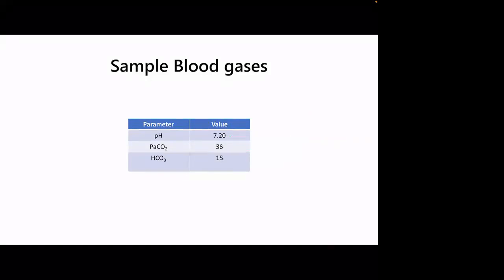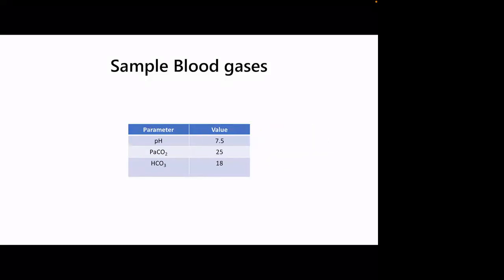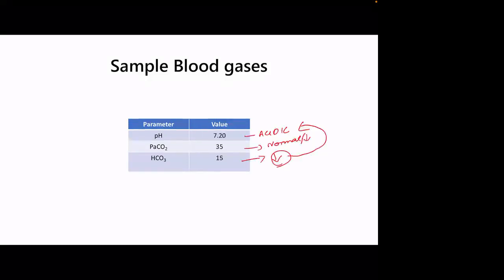And here in the next blood gas, you can see that it is an acidic gas, and there is PaCO2 which is on the normal side or decreased, and bicarbonate is decreased. So it is a metabolic acidosis.